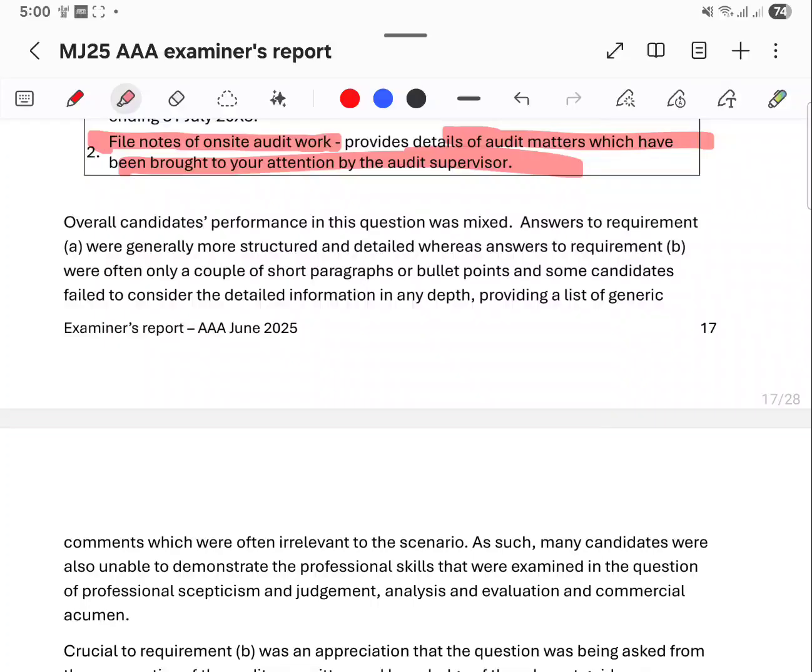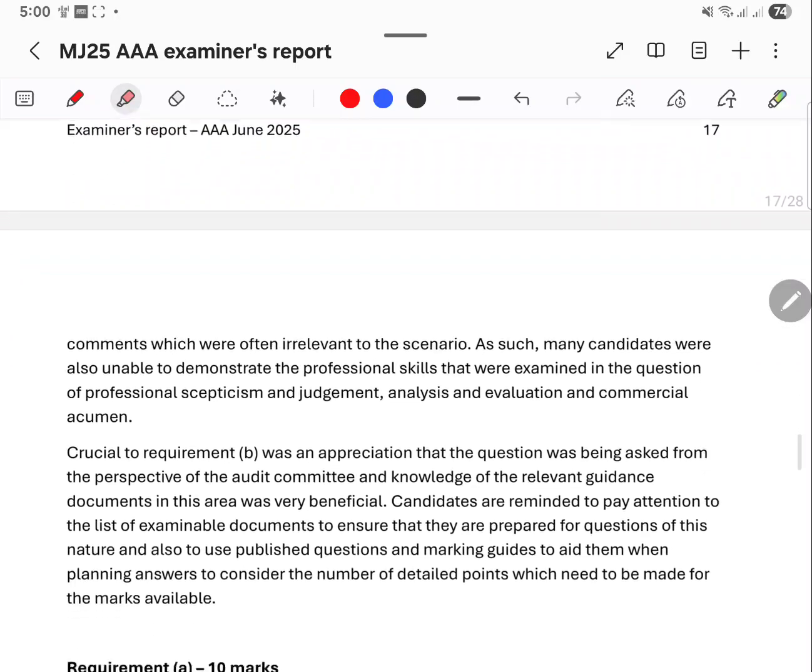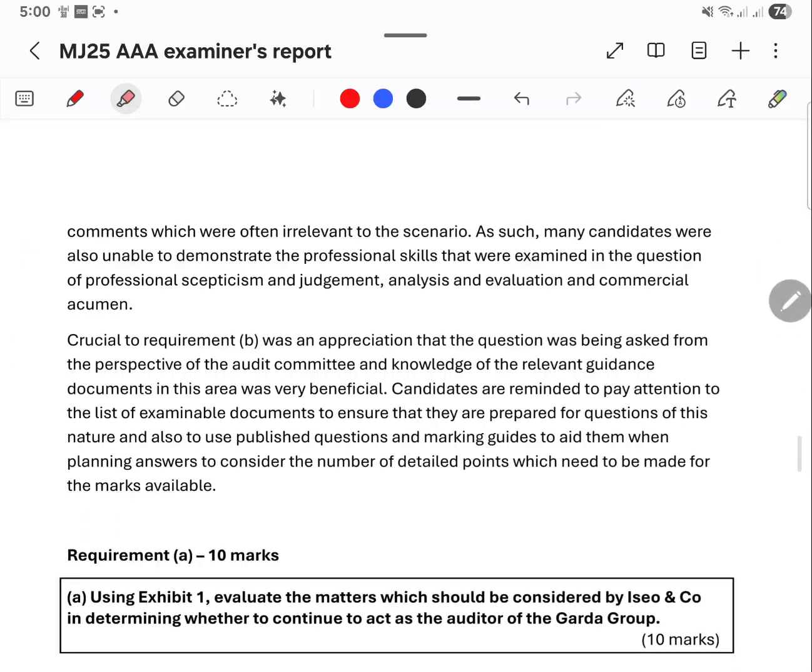Answers to requirement A were generally more structured and detailed, whereas answers to requirement B were often only a couple of short paragraphs or bullet points, and some candidates failed to consider the detailed information in any depth, providing a list of generic comments which were often irrelevant to the scenario. As such, many candidates were also unable to demonstrate the professional skills.